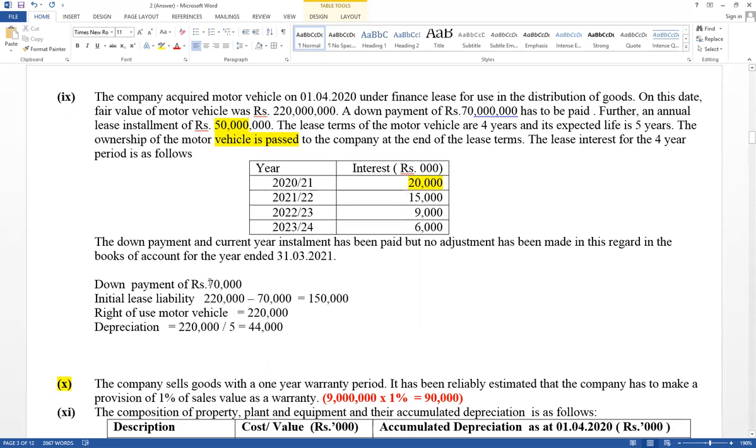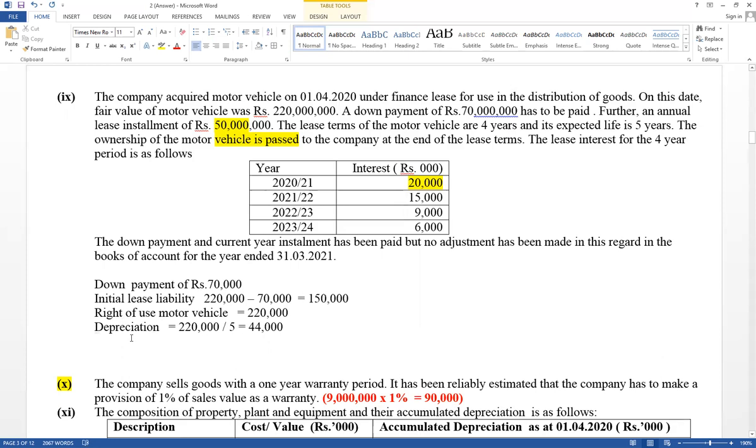Now I am not going to discuss ledger accounts. I am going to discuss how to prepare, how to calculate, and how to record in the financial statement. For the down payment: cash account credit, right of use asset account debit. Initial lease liability: right of use asset account debit, lease creditor credit.